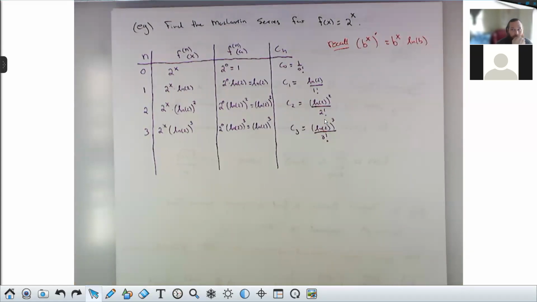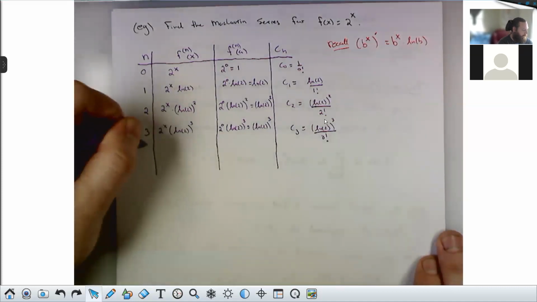Again, we're looking for patterns. What Taylor's theorem says is that if you know all the derivatives of f at a, in this case at 0, that will tell you the power series. Just divide that nth derivative by n factorial, and that's the coefficient.